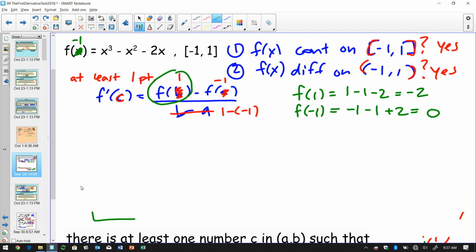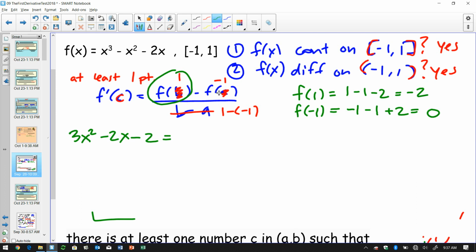Then I plug into the conclusion of the mean value theorem. The conclusion of the mean value theorem said, if I take the derivative of f of x, can I just go ahead and take the derivative here? Are you guys okay with that? Yeah. If I take the derivative of that, do you see it's 3x squared minus 2x minus 2? Is everybody good on that? Okay, that's the derivative of f.